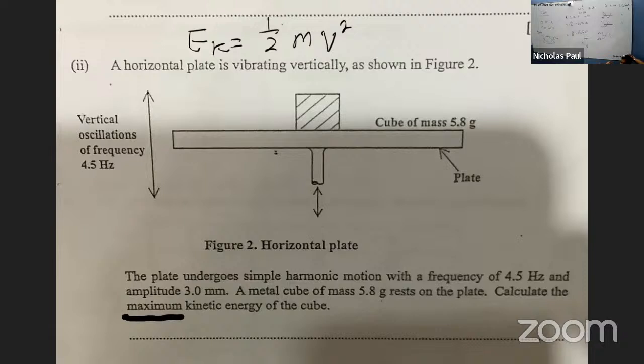And what's the formula for maximum velocity? Well, it's on the board itself. This is the equation for velocity, but what is maximum velocity? Maximum velocity is omega x naught. Right? What is x naught? What does x naught represent?